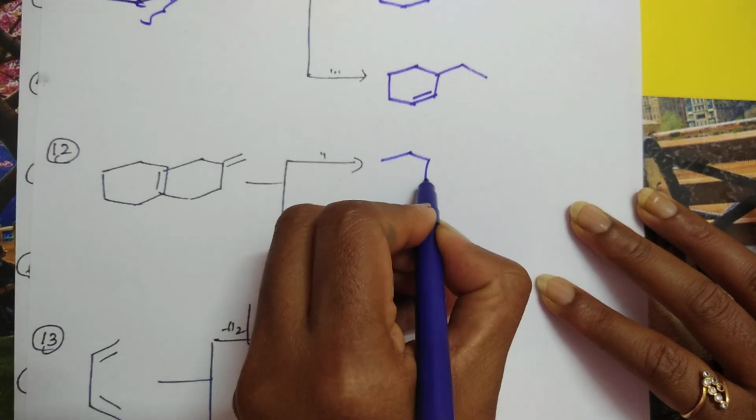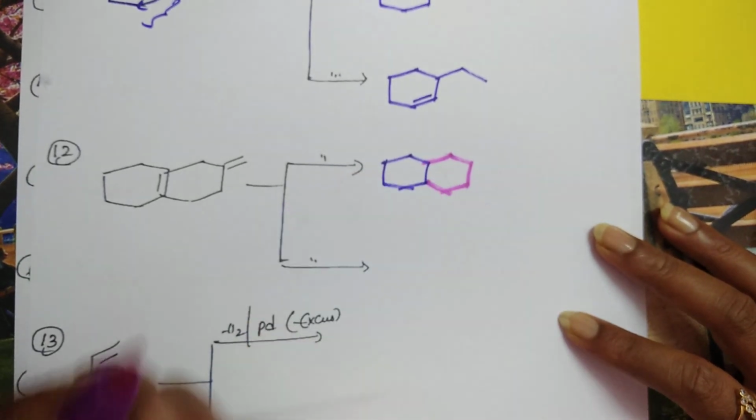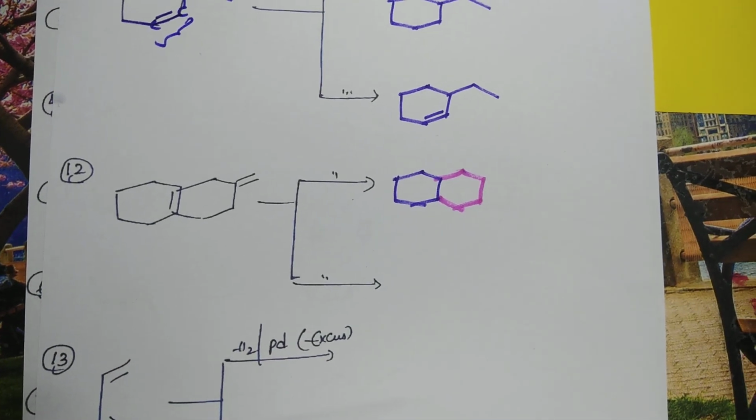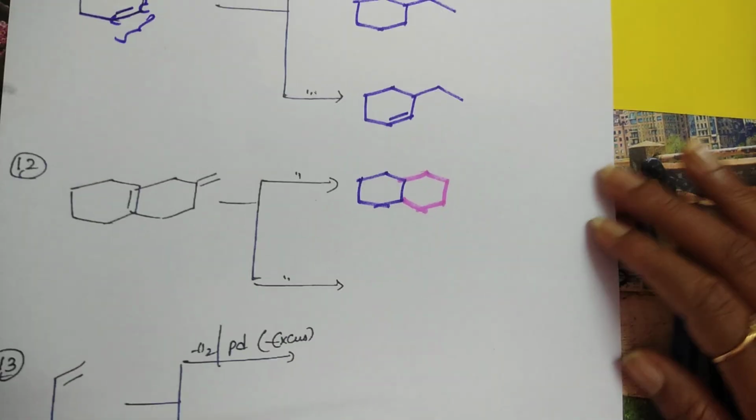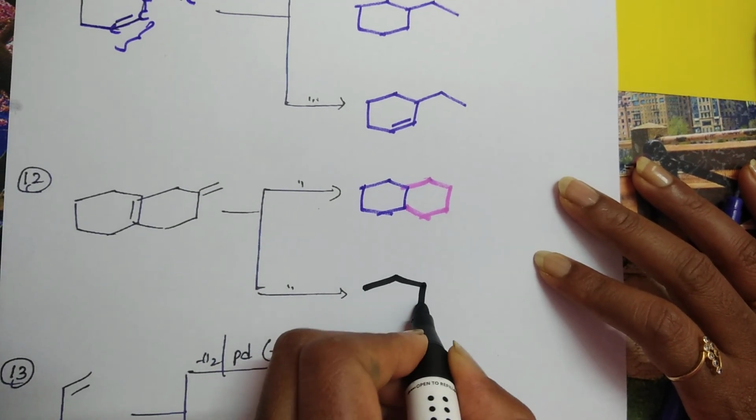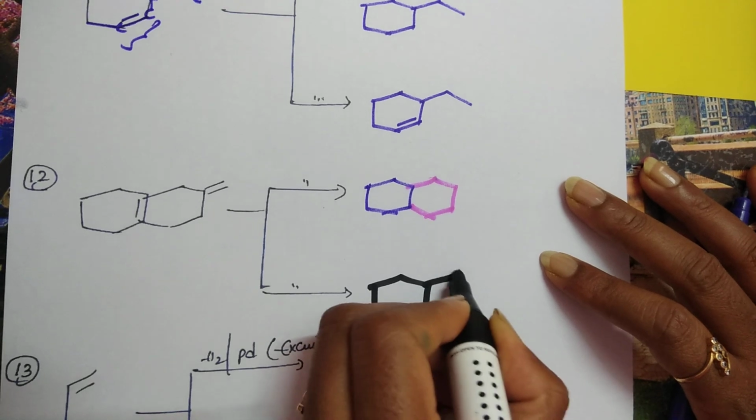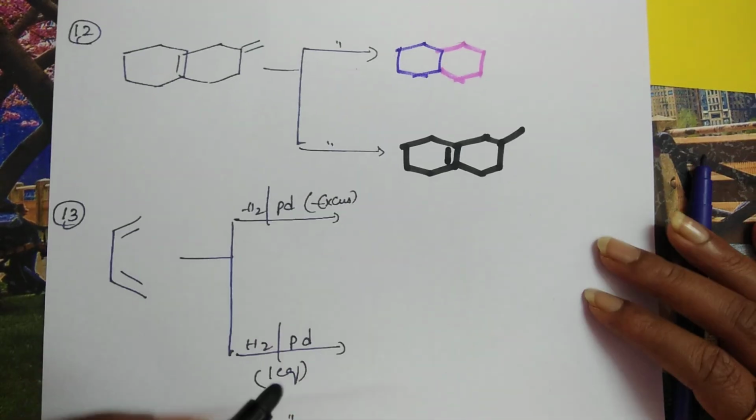Can you do it fast? Out of two, both will be reduced. See the next one. If you use only one equivalent out of these two, which will be reduced? The least crowded one. That only will be reduced. Okay, easy. See the next one.